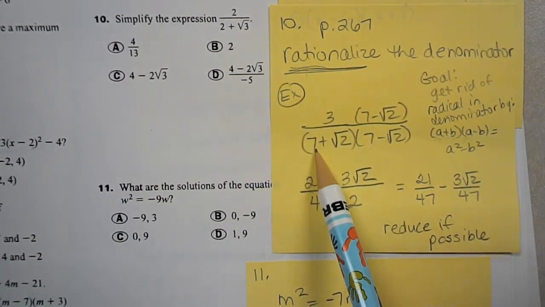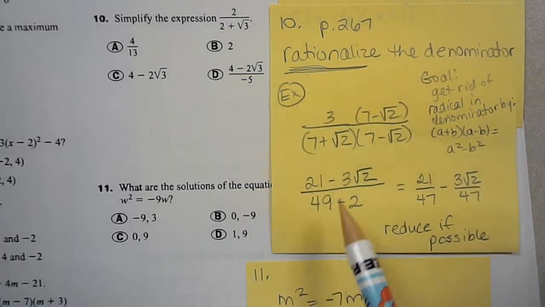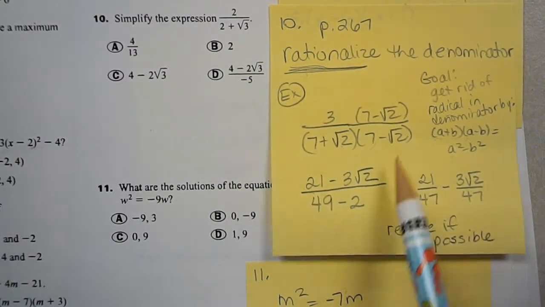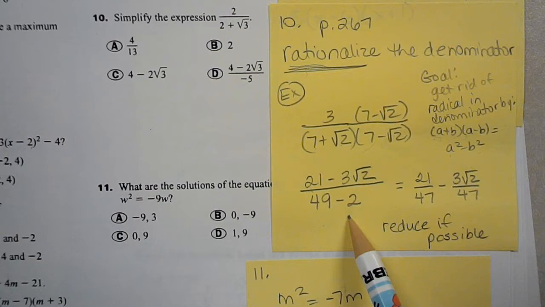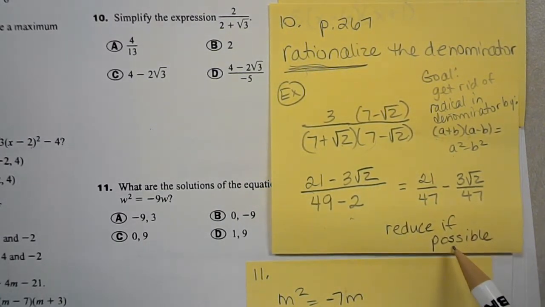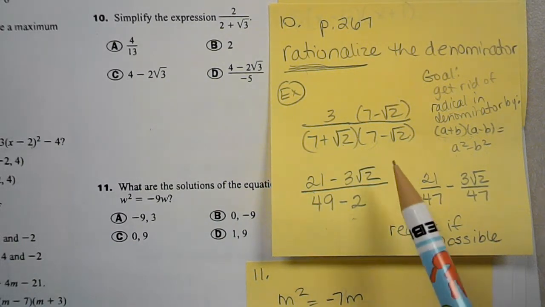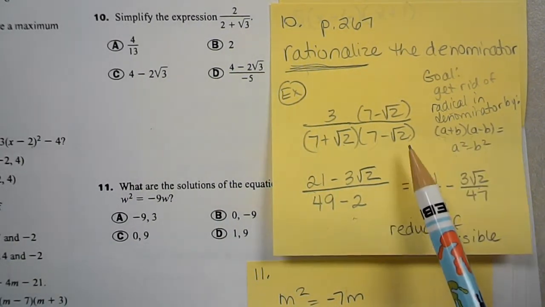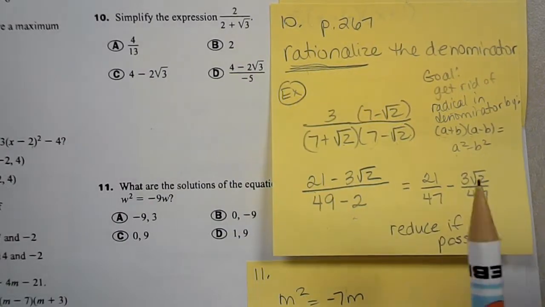Either way is fine. You're going to result in a squared minus b squared. That's nice because here's your a. You're going to get 49. And then a square root squared gets rid of that square root in the denominator. Then you can simply keep reducing as much as you can. But it's okay to have a radical in the numerator. It's just not okay to have a radical in the denominator.